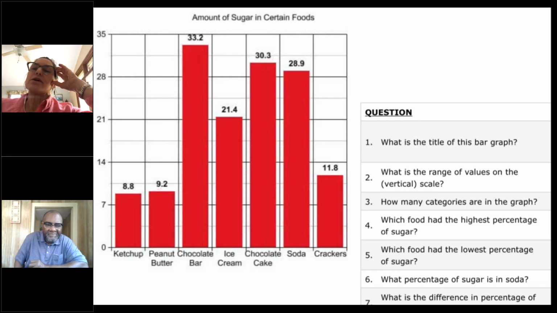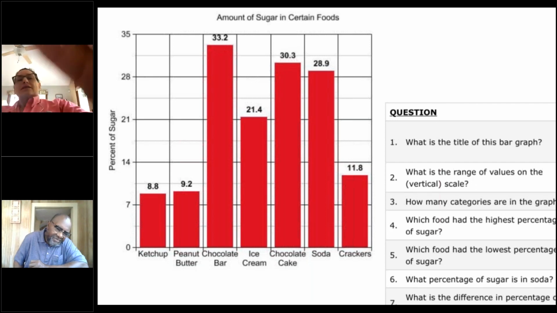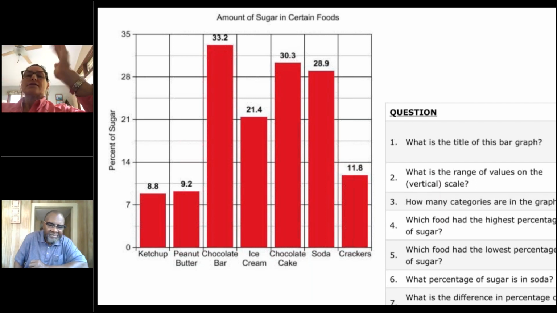So what is this bar graph showing us? The amount of sugar in certain foods. Yes. With bar graphs, you want to look at what they're showing on each axis. So what's happening on the vertical axis? What are they showing us? The percentage of sugar. Yes.